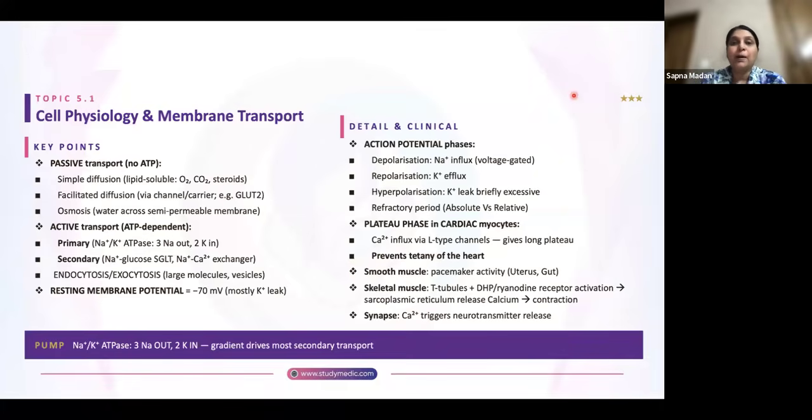Now, coming on to a little bit about the action potential, because that is what will involve all of these, sodium potassium ATPase very importantly. So we'll talk about it in detail.